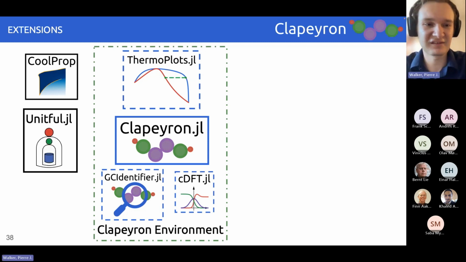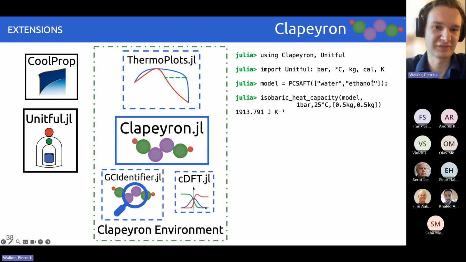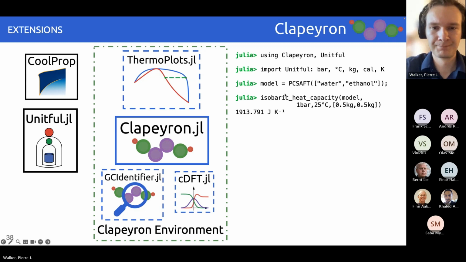Another interesting extension has been with Unitful, where users can now vary the unit system they use beyond the standard SI units which we use in Clapeyron. So for example, here one can specify bars, temperature, and masses, and then get the output units in either the default SI units or specify different outputs.